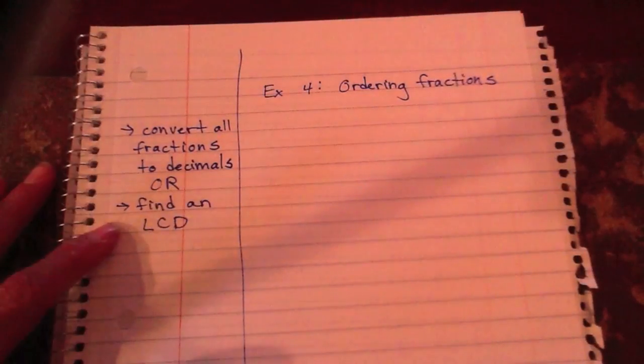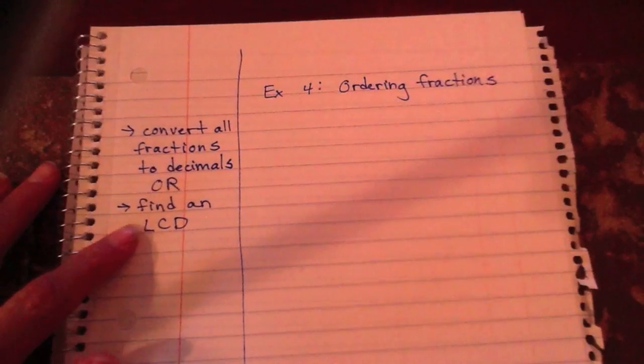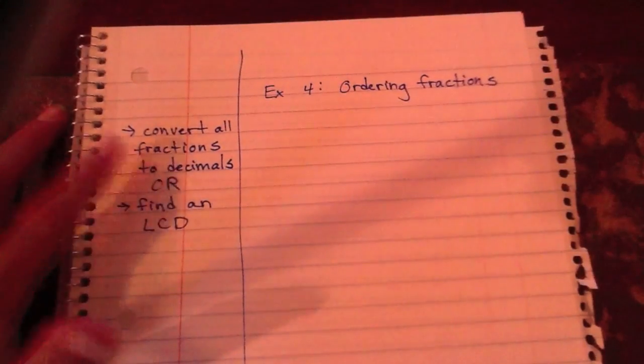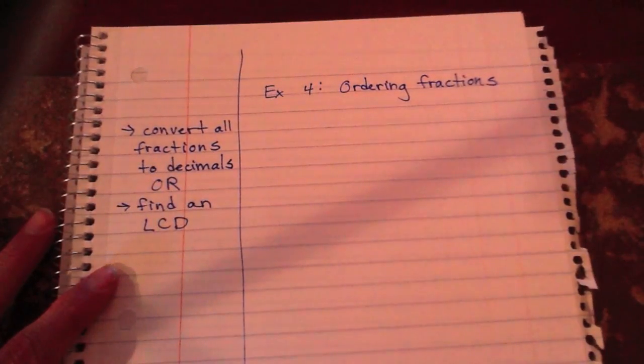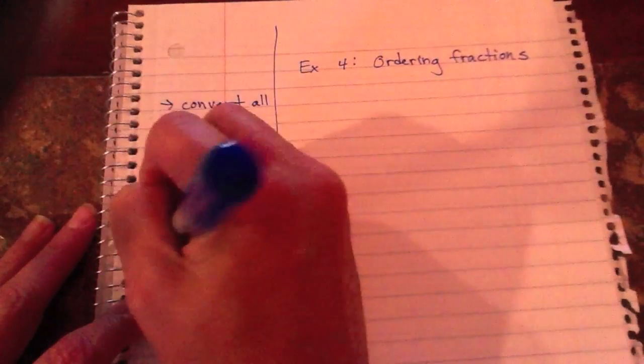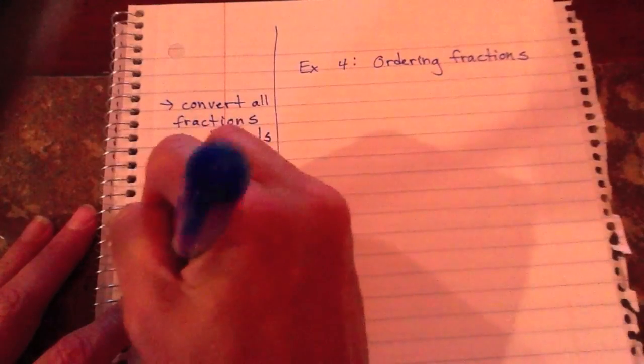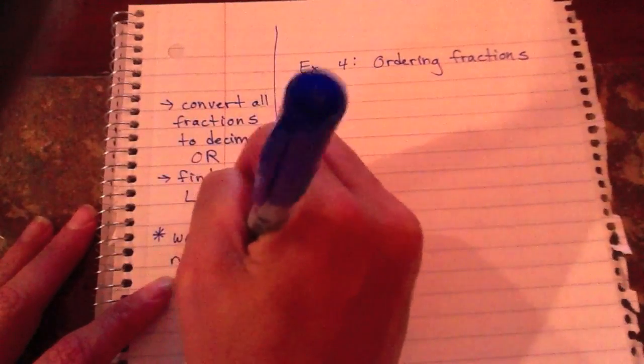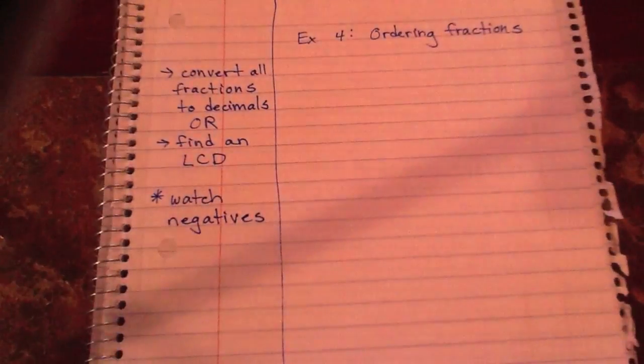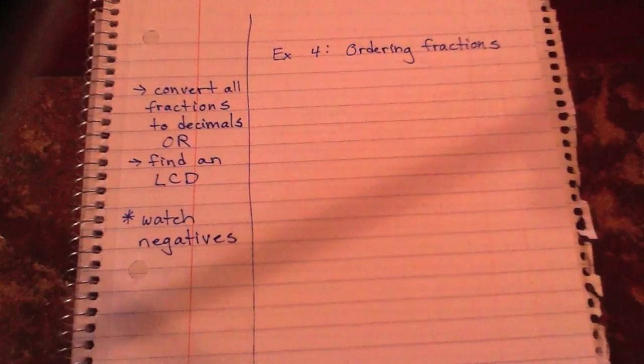So either or, I think you all know how to find common denominators. If you don't, please ask me tomorrow. And I think you all know how to convert to decimals. The biggest thing that you need to be aware of is watch negatives. Because remember, negatives kind of go the opposite. So the larger the number, the further away it is, the smaller it is. So just be careful with that as you're thinking about your negatives. Let's just do one example of this and then we're just going to move on. And if you have trouble with it, please let me know.